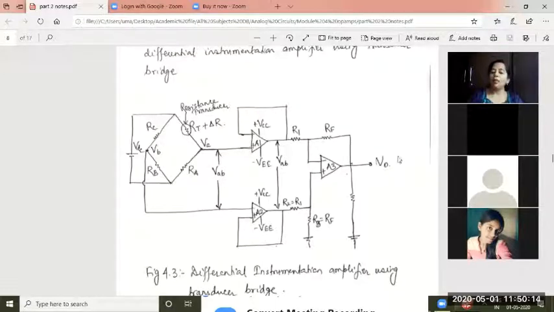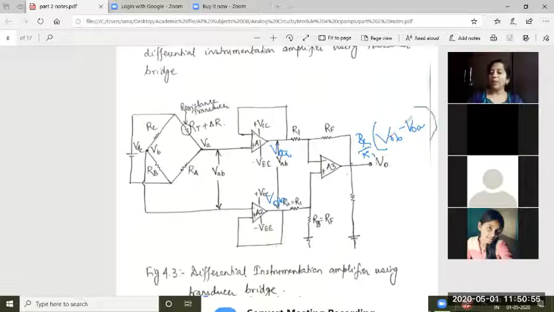So output here will be RF by R1 into this input VOB minus VOA. So if at all I call this as VOB and this as VOA, for example, output here will be RF by R1 into VOB, which is the input to the non-inverting terminal, minus VOA. Okay.